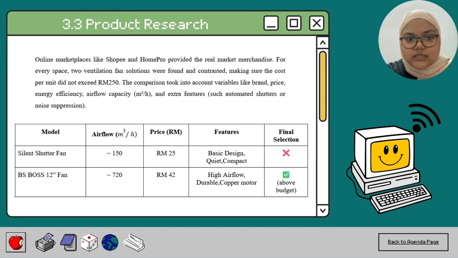So the second option is the BS Boss 12 fan, which has a much higher airflow of 720 cubic meters per hour and uses a more durable copper motor. It costs RM42, which is still well below our budget. Because of its better performance, we chose this fan for the bathroom and the kitchen. So this choice ensures effective ventilation without exceeding our cost limit.